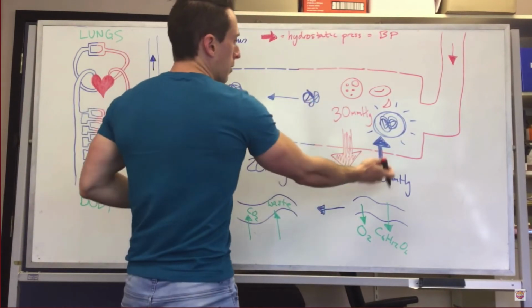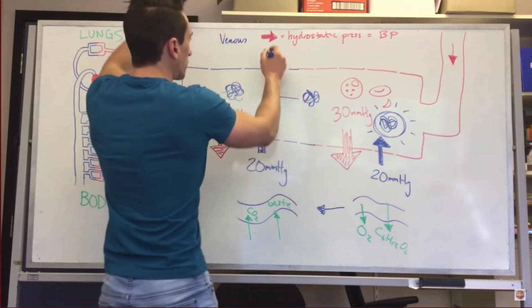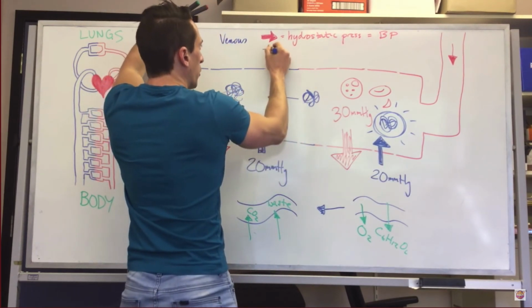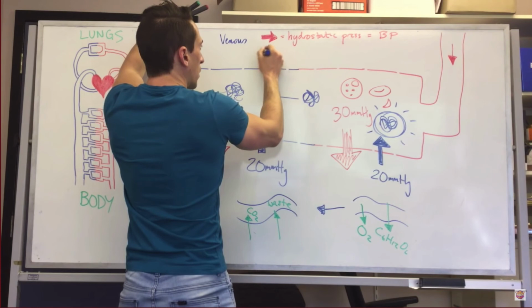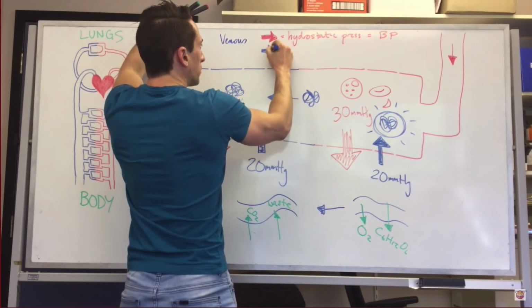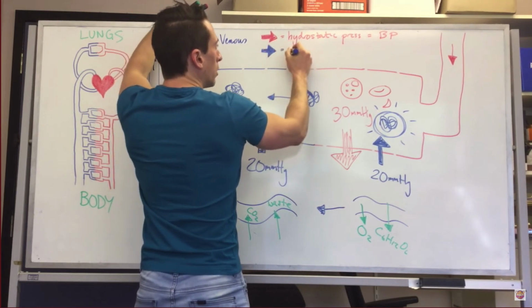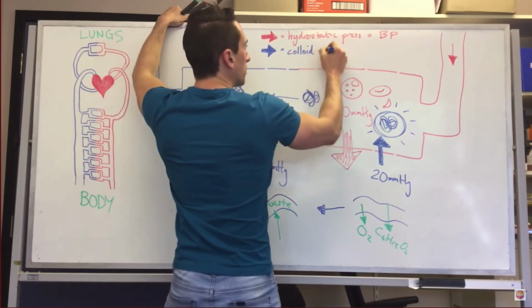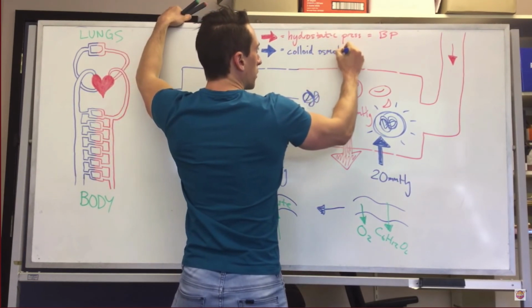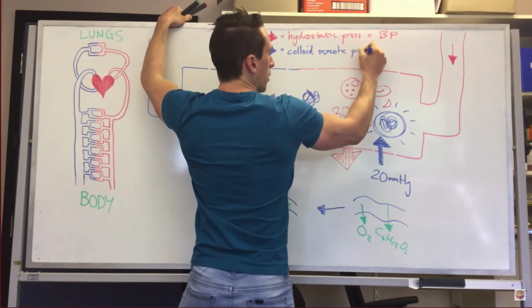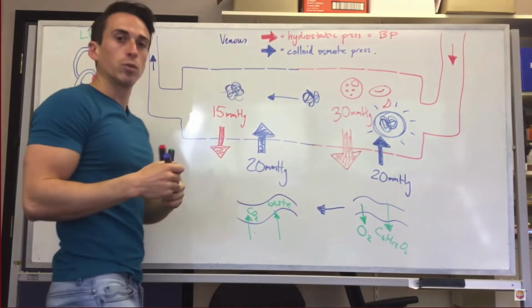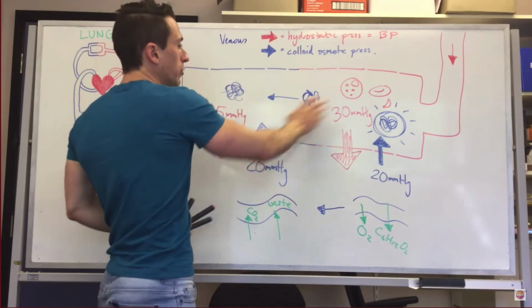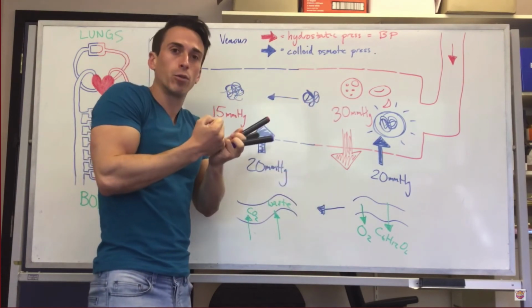Okay, the pull in, which I drew in blue, so I'm just going to draw the blue arrow here. The pull in is called colloid osmotic pressure. And I told you it's the pull of the proteins in the blood pulling that fluid back in.